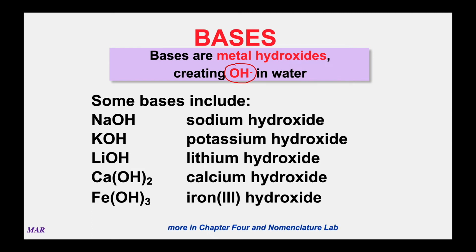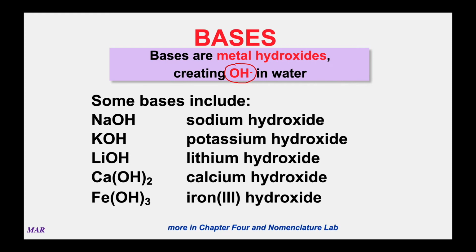LiOH, lithium hydroxide. Calcium hydroxide, pretty common. Now, calcium is a +2 metal, and hydroxide is still -1. So you need 2 hydroxides. That's why it's Ca(OH)2. 2 hydroxides for 1 calcium. And you can have the variable charge metals as well. So, for example, iron(III) hydroxide is a compound. It's a +3 iron. Hydroxide's -1, so you need 3 of them to make it Fe(OH)3.